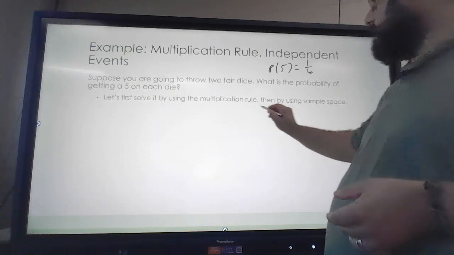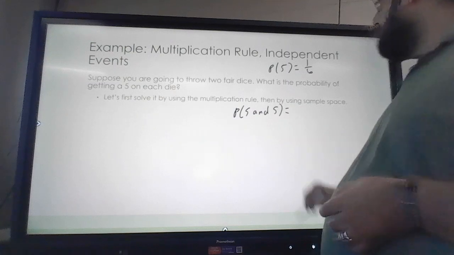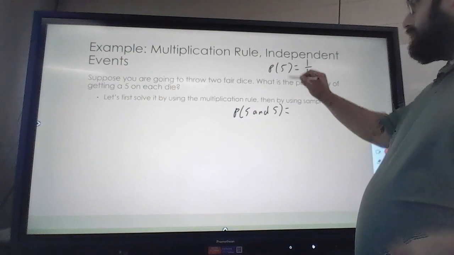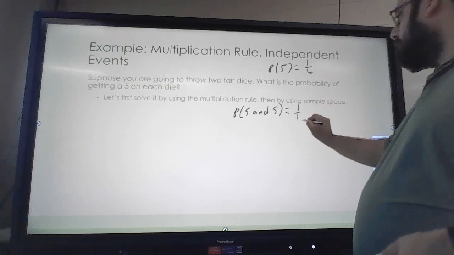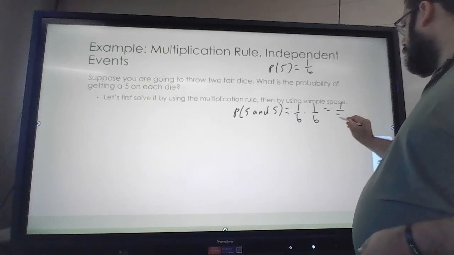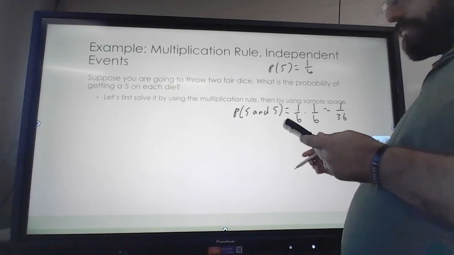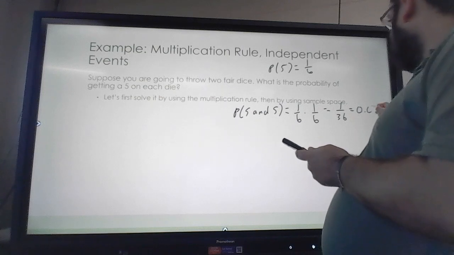So if I look for the probability of getting a 5 and a 5, then that's the probability of the first die times the probability of the second die. 1 over 6 times 1 over 6 is 1 over 36, right? If I were to put that in decimal, 1 over 36 is about 0.03.